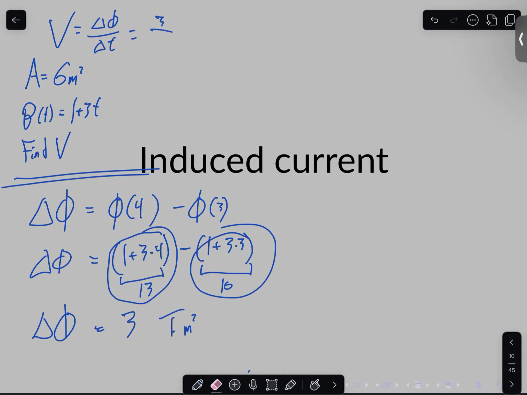This is B. I should have multiplied this by area everywhere. That was a test to see if you were paying attention, and you passed. Okay, so the magnetic field is the equation that I just wrote. We're going to multiply each of these by a factor of 6. So 6 times 13 minus 6 times 10 is 6 times 3, which is 18.